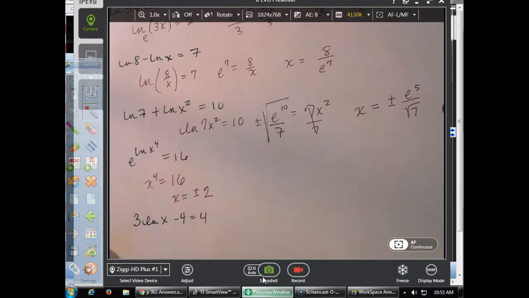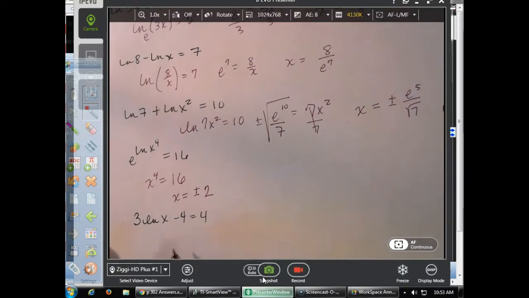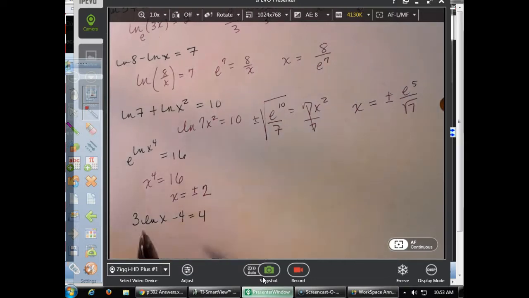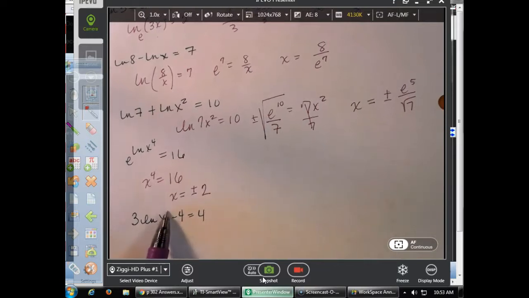Wait, did you add 4 to both? Can't you take that 4 and add to the other side? Right here? Yeah, you actually could. So you actually have a couple of choices. You could add the 4 over, and then what would you do next? Divide by 3, right? So the other option is you could bring this 3 up here as a power. You can do it either way.